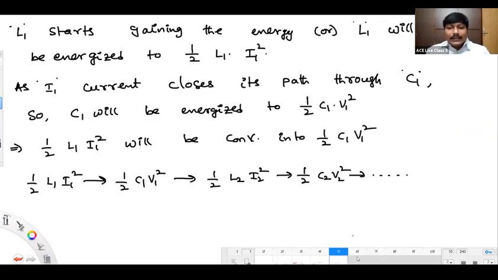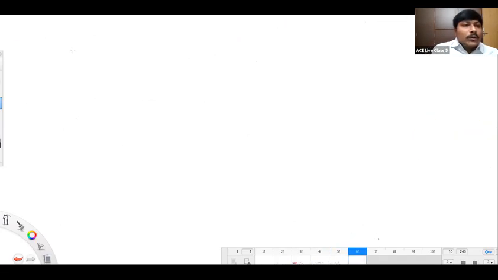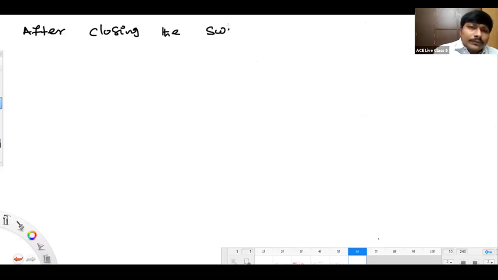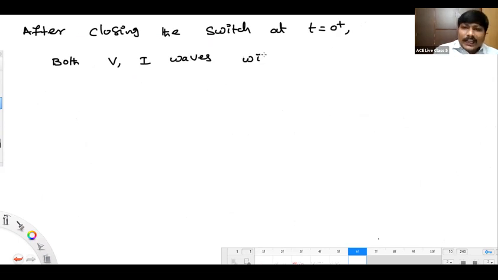So I can say here, after closing the switch at time t equals 0, I can write that both V and I waves will be released onto the line.